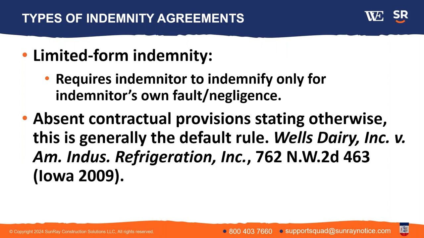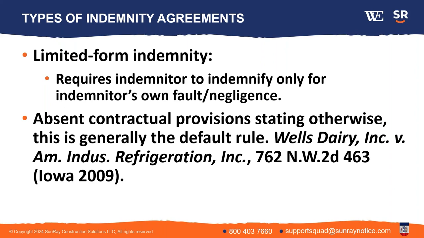Okay, limited form. What is that? That requires the indemnitor, and let me back up, an indemnitor is the person who has the indemnity obligation. The indemnitee is the person who's receiving the indemnity from the other side. So, for example, if the driver of a vehicle gets into an accident, causes damage, and the owner of the vehicle gets sued and wants indemnity, the indemnitor is the driver, the one who caused the damage, who's providing the indemnity coverage or obligation. The driver is the indemnitor, the owner of the vehicle is the indemnitee in that situation. So a limited form requires the indemnitor to indemnify only for the indemnitor's fault or negligence.